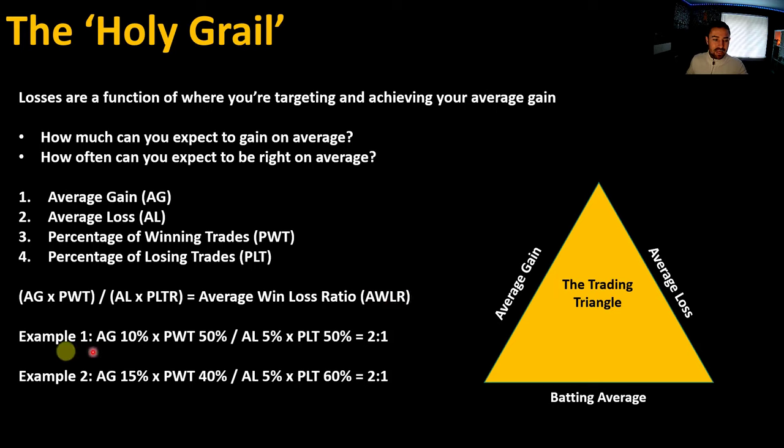So let's imagine we have example one, trader A. Their average gain is 10% and their percentage of winning trades is 50%. Their average loss is 5% and their percentage of losing trades is 50%. They have an average gain to loss ratio of 2-to-1. That there is healthy. Example two, this trader has an average gain of 15% and a percentage of winning trades of 40% with an average loss of 5%. So they're 3-to-1 in terms of reward to risk, and the percentage of losing trades is 60%. They're still coming in profitable overall at 2-to-1. So these are very important stats to be tracking.